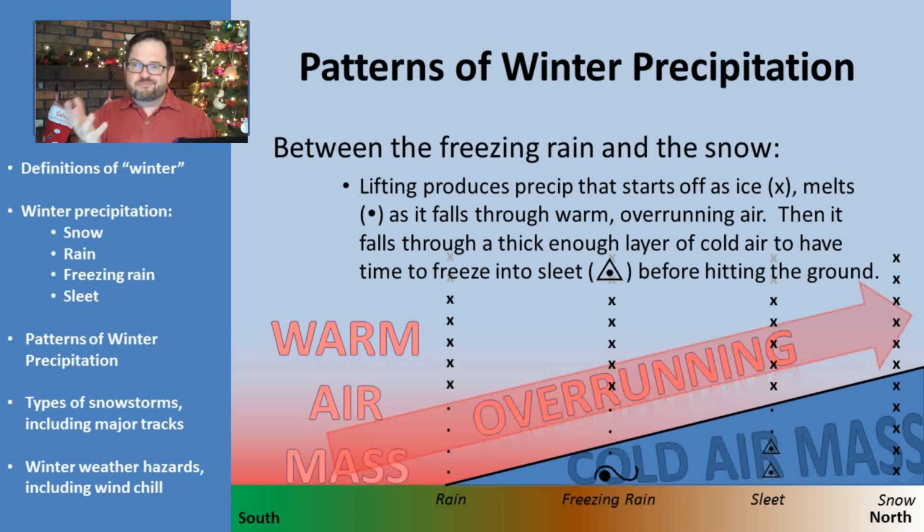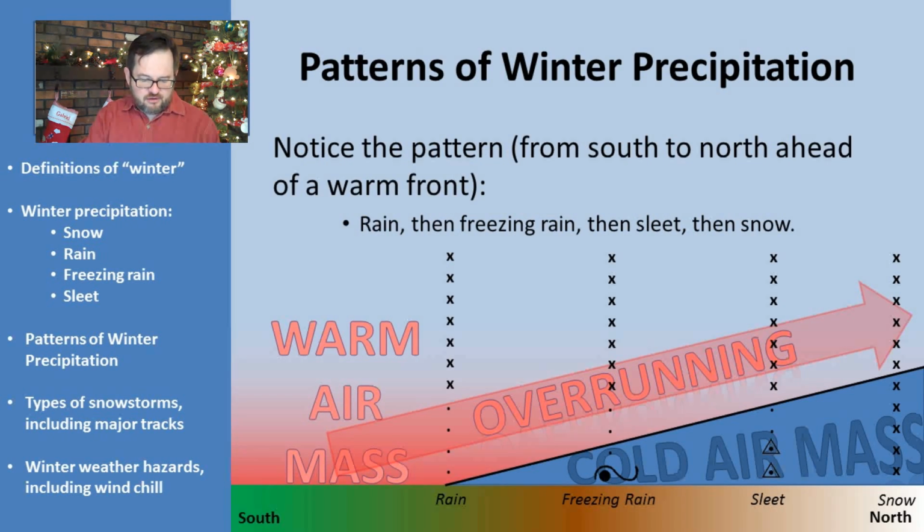But then they fall into the cold air mass. And now we're far enough north of the warm front at the surface that here, they're falling through a pretty big chunk of cold air between there and the ground. That might be a kilometer thick at this point or something like that. There's plenty of time as they are falling through that cold air to at least make the outside of the raindrop freeze. And so they're going to hit the ground in the form of sleet.